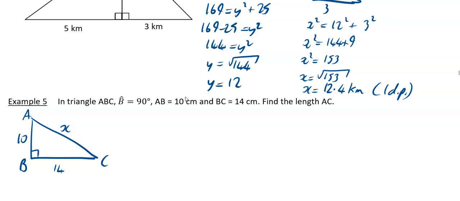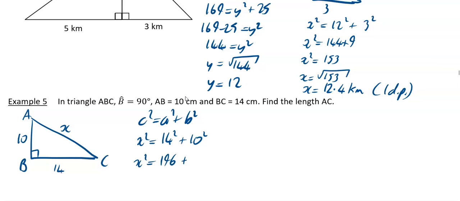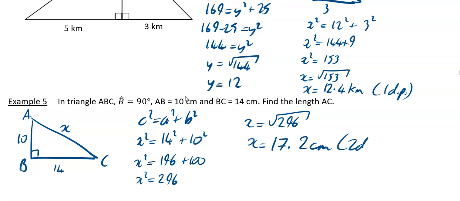So whatever you're trying to find, mark it as X or Y. I prefer to use X in these questions. So C squared equals A squared plus B squared. There's your Pythagoras theorem. X squared in this case is equal to 14 squared plus 10 squared. X squared is equal to 196 plus 100. X squared is equal to 296. X is equal to the square root of 296. And then X works out to be, to one decimal place, 17.2 centimeters. And that is us done.